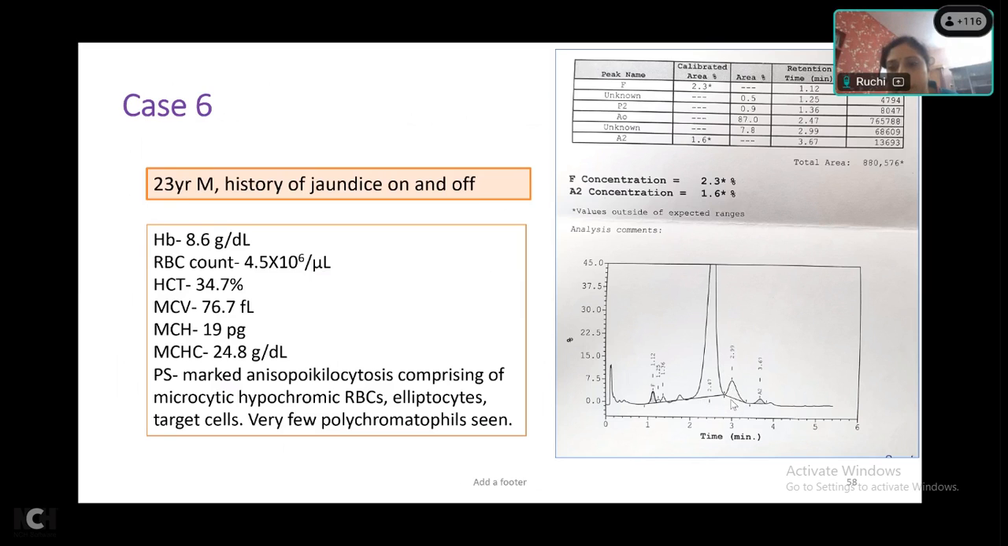Plus, if you look at the baseline, this is slightly shifted upwards. Normally, when you interpret the graph, the line should be straight. So we did rerun the sample, and somehow because of this abnormal hemoglobin, this pattern kept coming.